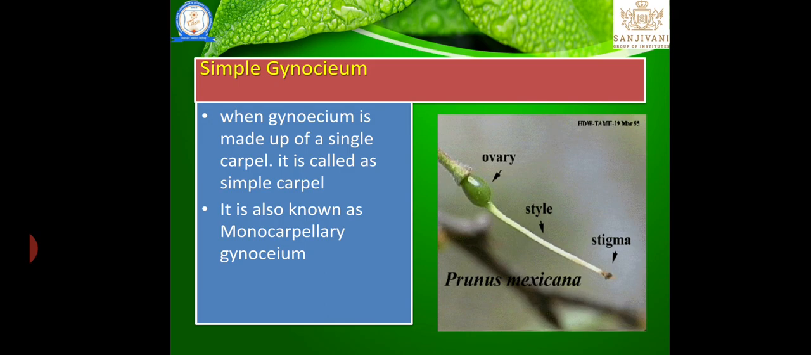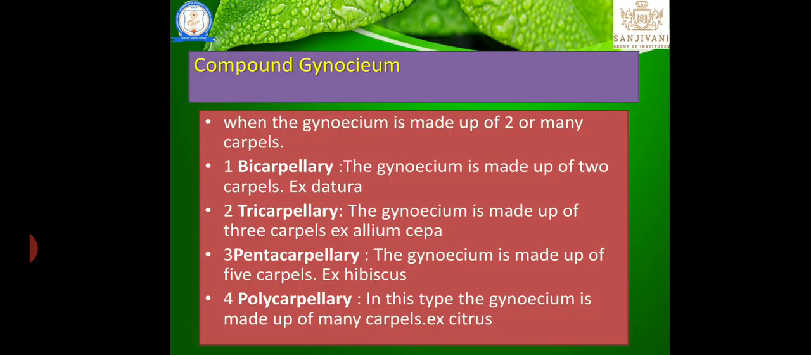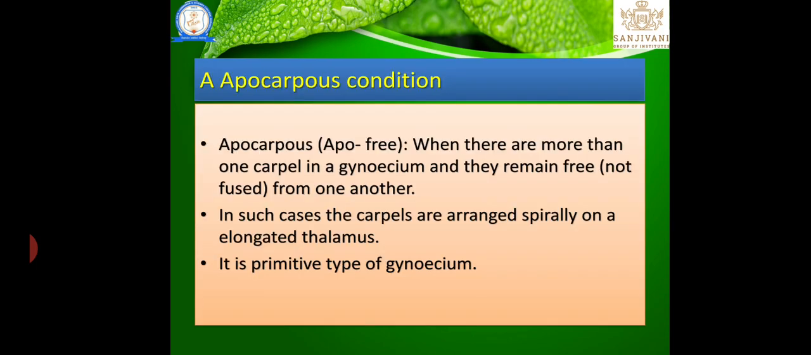Monocarpellary, or simple gynoecium: when the gynoecium is made up of a single carpel, that is known as monocarpellary or simple. Bicarpellary gynoecium is made up of two carpels. Tricarpellary, three carpels; penta, five; poly, more than five.